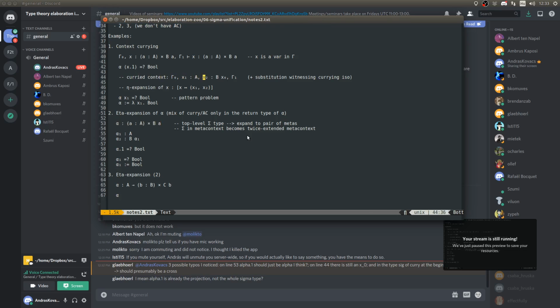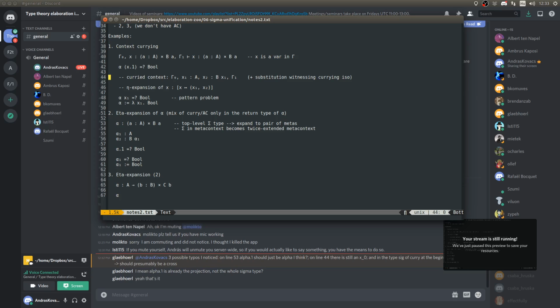so we have x1 a and b x0. Here this is x1, but otherwise I think this is fine. So I think this 44 is now fine. We have gamma 0, x1 in A, x2 in B of x1.